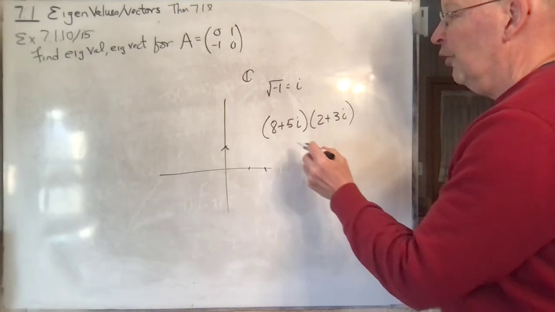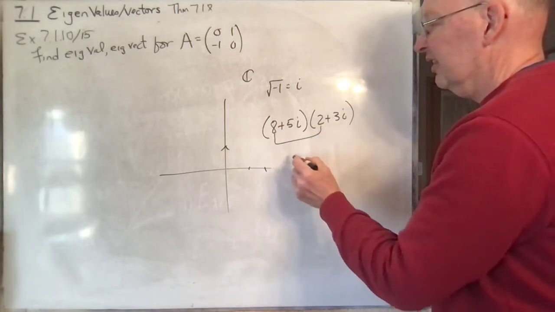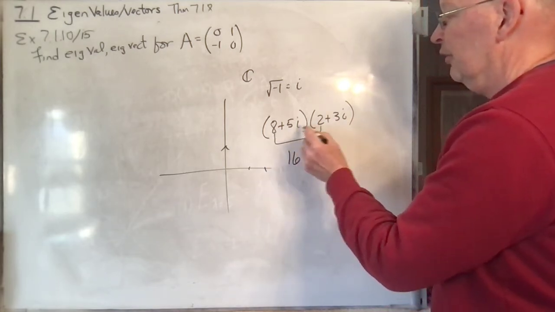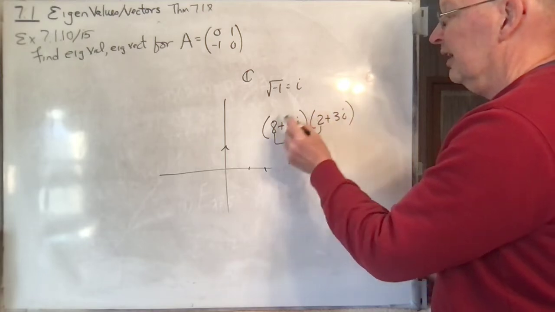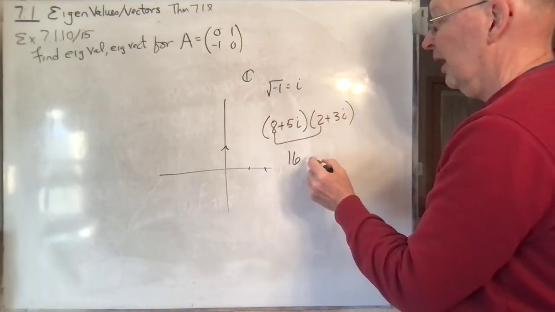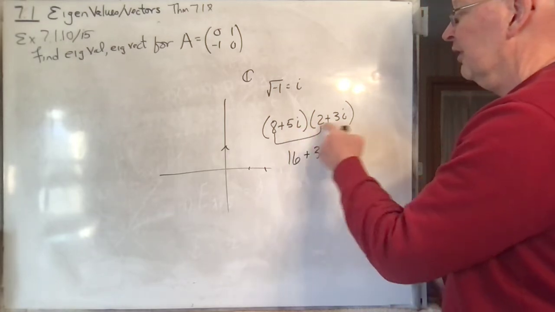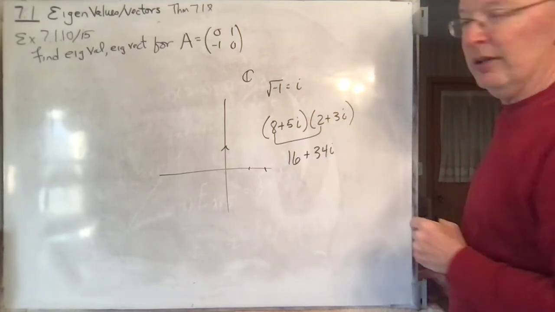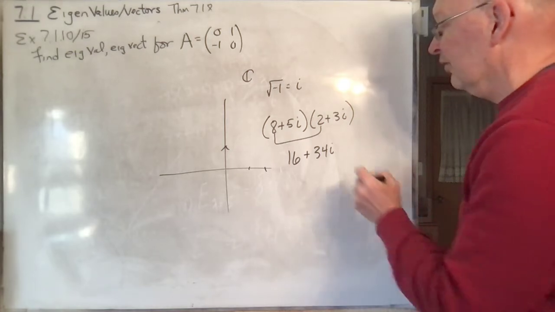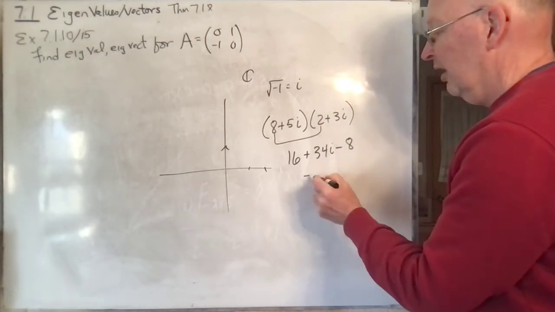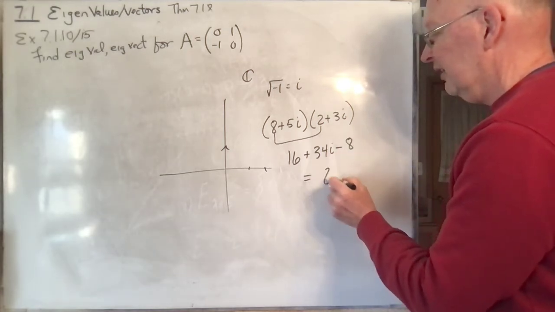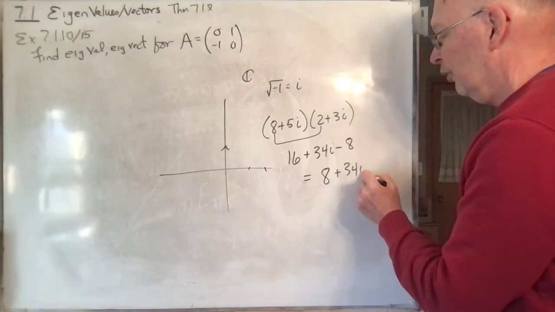then you FOIL it. So here you're going to get 16. Here you're going to get 10i, and there you're going to get 3 times 8 is 24i, so 10 plus 24 is 34i. And then finally you're going to get 8 times i squared. Well, i squared is -1, so it's going to be minus 8. So that's going to end up giving you 8 plus 34i.